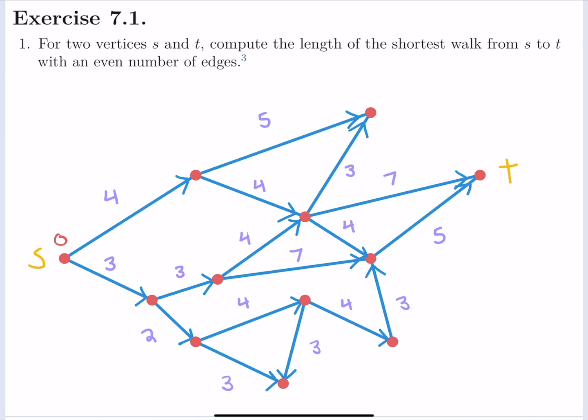Just for our example, what is the length of the shortest way to get from S to T using an even number of edges? So yes, the weighted length. You take your walk, you add up the weights, and that's your length. You try to minimize it. But the number of edges you use has to be even. Not the sum of weights; the sum of weights can be anything. It can be odd, it can be even, it can be irrational.